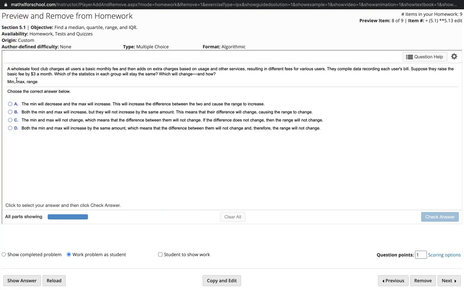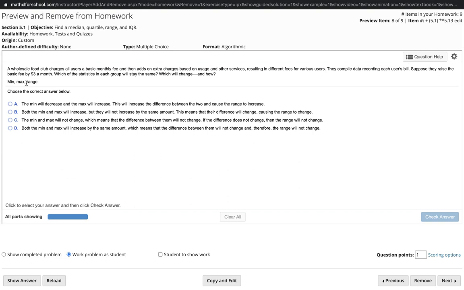So we have min, max, and range. Okay. So what they're asking is if I take each number in the data set and I add 3 to it. So no matter what everyone's bill is, they're all going to go up $3. So I'm adding the same amount. If you look back in your notes from chapter 5, if I add the same number to all numbers of a data set, then that means the min and the max are obviously going to go up by $3.